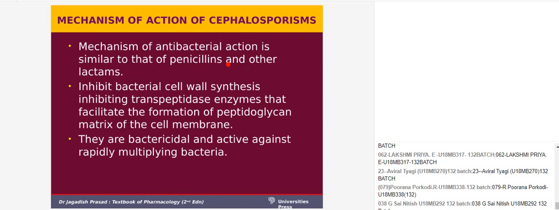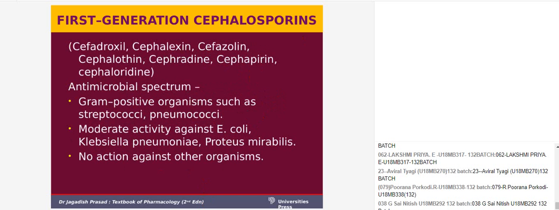The mechanism of antibacterial action is similar to that of penicillins: they inhibit bacterial cell wall synthesis by inhibiting the transpeptidase enzyme, which facilitates the formation of the peptidoglycan matrix of the cell wall. They are again bactericidal and active against rapidly multiplying bacteria. And we have five generations. First generation, we have cefadroxil. Their activity is mostly against gram positive organisms, moderately active against E. coli and Klebsiella pneumoniae, with no action against other organisms.